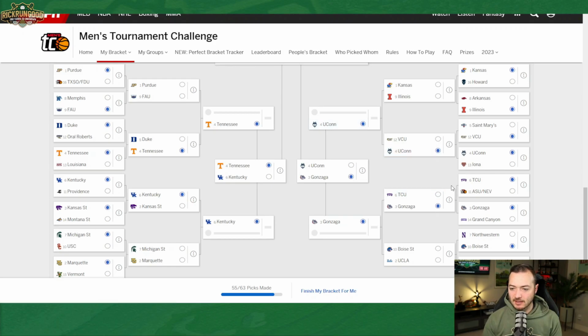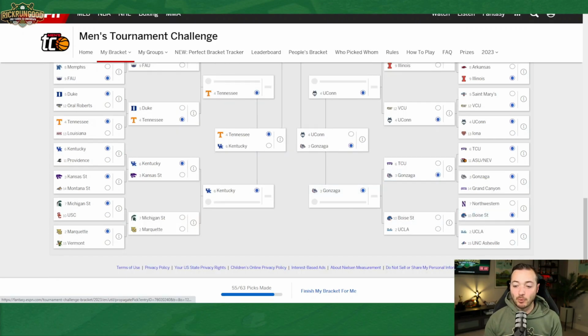This one was actually kind of weird because we don't know who TCU is going to play yet, whether it's Arizona State or Nevada. I don't even mind necessarily advancing one of those play-in teams another round, but I couldn't get there with it this time. So TCU to Gonzaga. Boise State beats Northwestern. That was a pretty good one too.